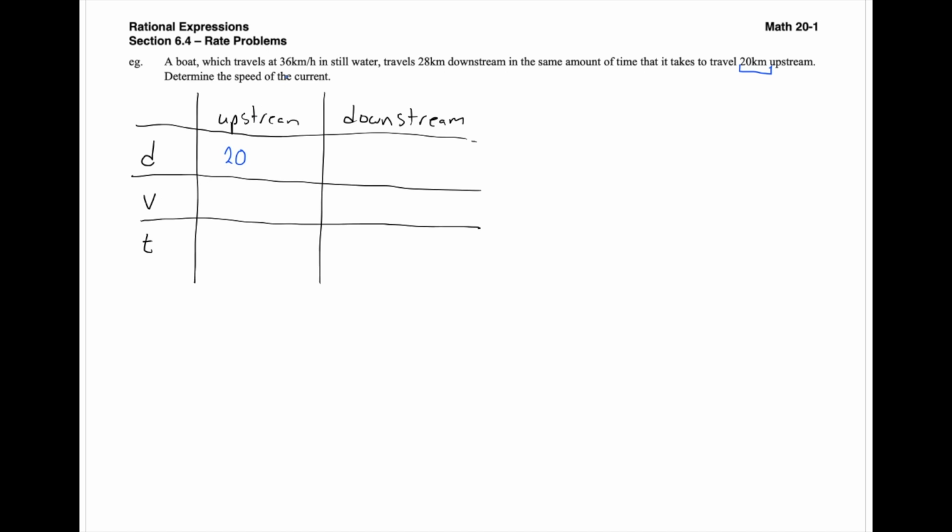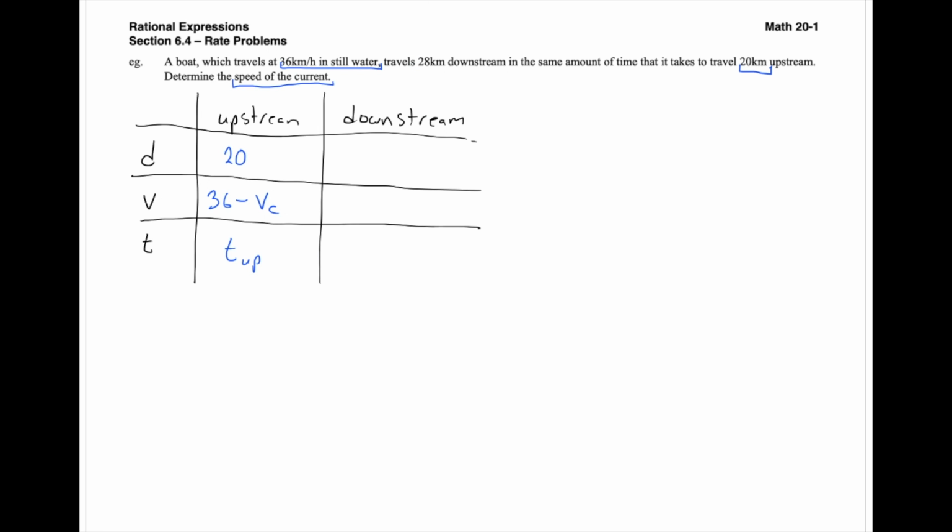Now the velocity, we know that we travel 36 kilometers in still water, but we don't know what the speed of the current is. And so that's what we're looking to find here. But I do know that if I'm going upstream, I'm going to subtract those. So 36 minus the velocity of the current is going to be the rate at which they're moving upstream. Again, in that case, the current is working against you. And we don't know the time either, so I'm just going to say time upstream.